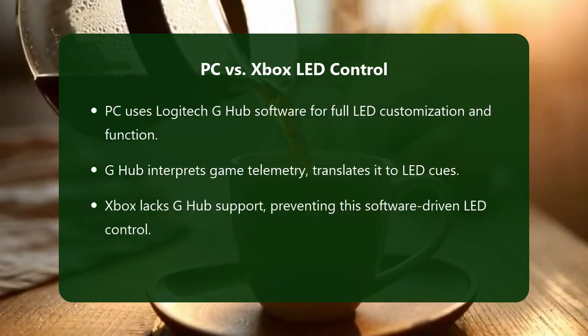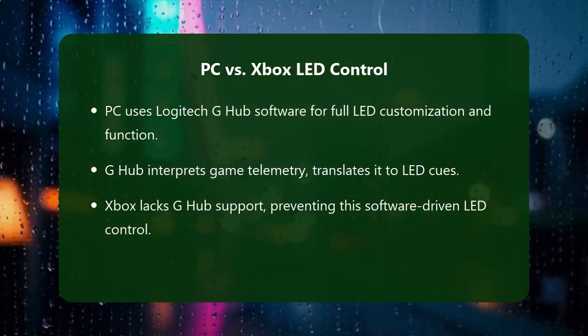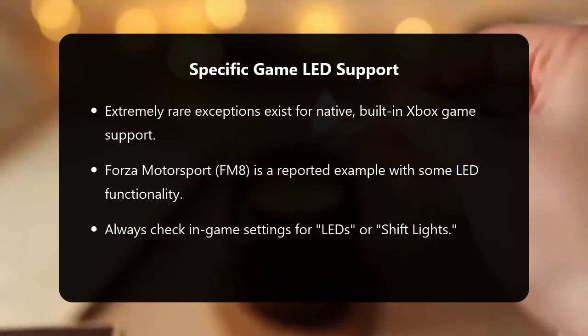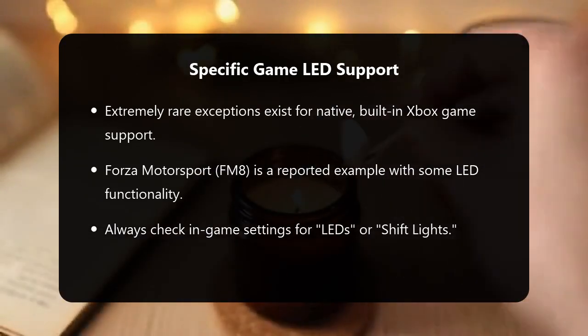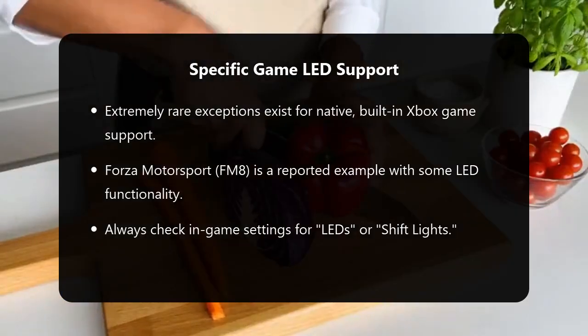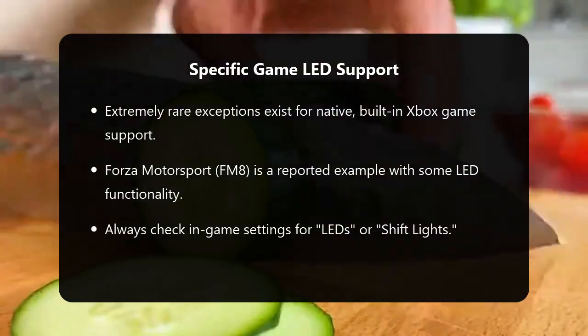There are, however, extremely rare exceptions where a game might have native, built-in support for the G923's RPM LEDs directly on Xbox. This means the game developers themselves have specifically coded the game to output the necessary signals to the G923's LED strip without requiring external software. The most prominent example where users have reported some success is with newer titles like Forza Motorsport, specifically the 2023 release, often referred to as FM8.